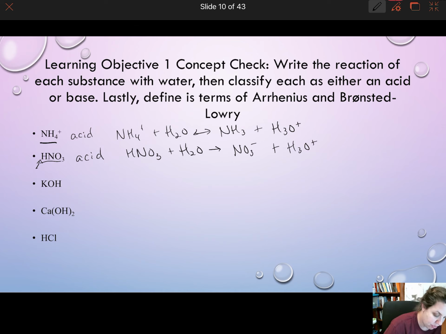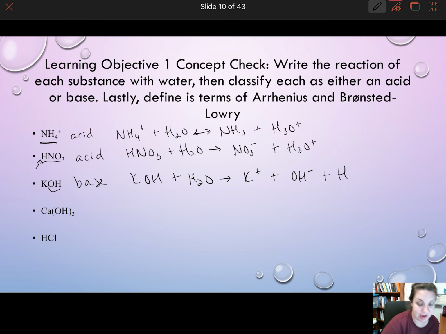Here we have a hydroxide that's going to indicate to us that this is a base. So KOH with water will produce K plus ions plus hydroxide ions plus water, so it doesn't actually interact with the water at all, it just breaks apart. And that's how any strong base will behave. It'll just break apart and not actually interact with water.